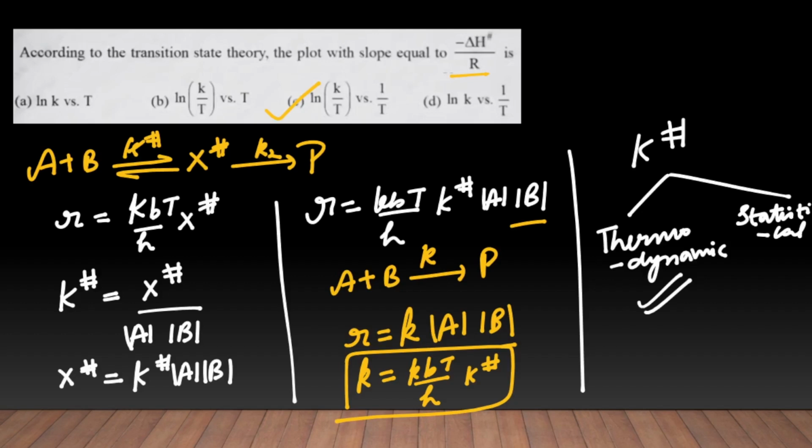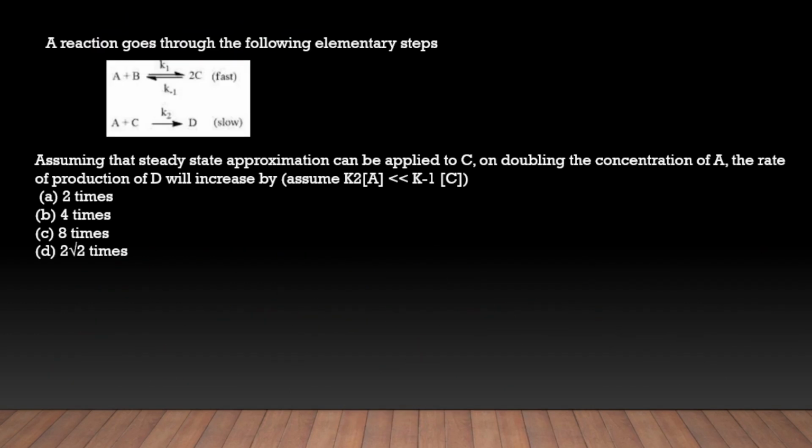Now moving on to our next question, that is this one. A reaction goes through the following elementary steps. Assuming the steady state approximation can be applied to C, on doubling the concentration of A, the rate of production of D will increase by. So it is asking for the rate of production of D, which means d[D]/dt is being asked of us.